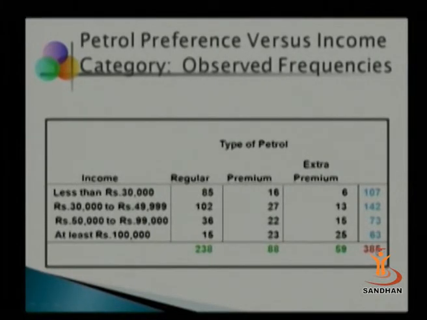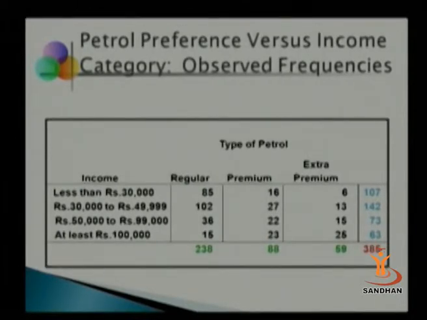We have a total of 385 observations. Out of these, some belong to the first income category, some to the second category, and so on. Similarly, some individuals prefer regular petrol, some prefer premium petrol, and some prefer extra premium petrol. So this is a 4 by 3 contingency table. Here again we want to test the association or dependency.